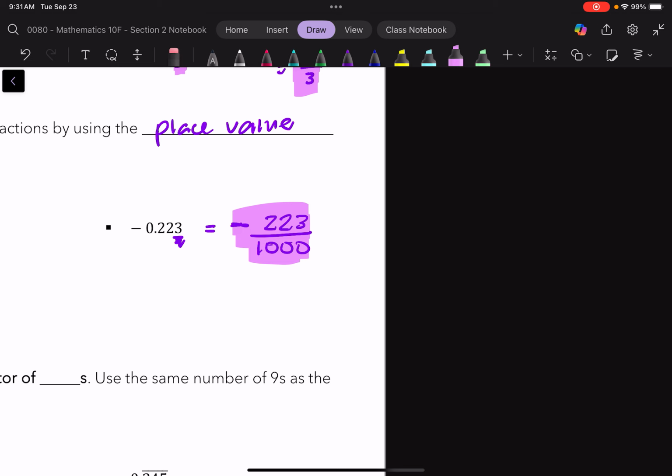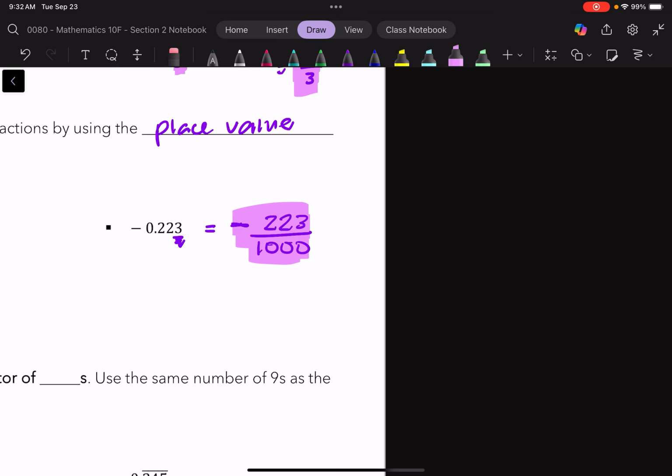First of all, I know that 1,000 is not divisible by 3. I know that because the sum of the digits is not a multiple of 3. 1 plus 0 plus 0 plus 0 gives me 1, and 1 is not divisible by 3. So I don't even have to bother looking at the numerator, although the numerator happens to not be divisible by 3 either.